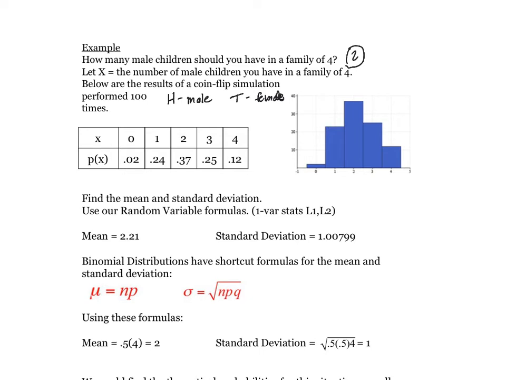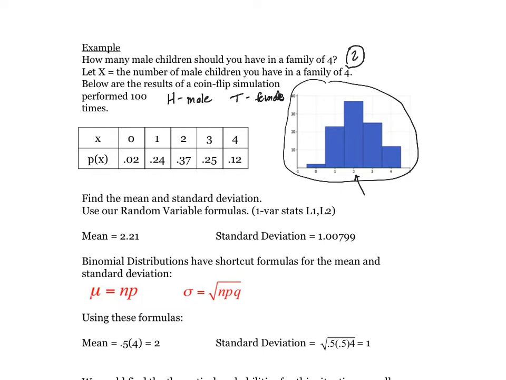And I just used a simulator to flip 4 coins and see how many boys I got. So these are my results. There's a graph at the right. That's a histogram of the results. You'll notice the highest peak is at 2, which is what we'd expect, right? We'd expect 2 boys and 2 girls.